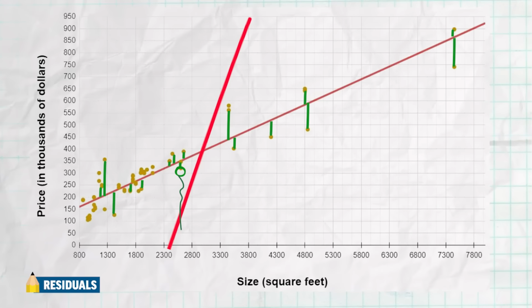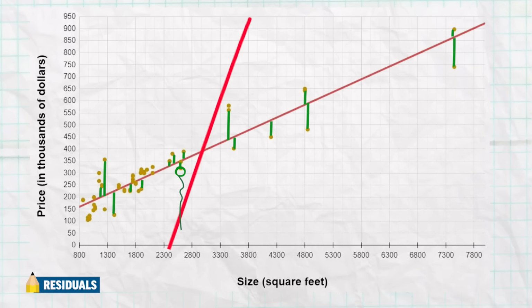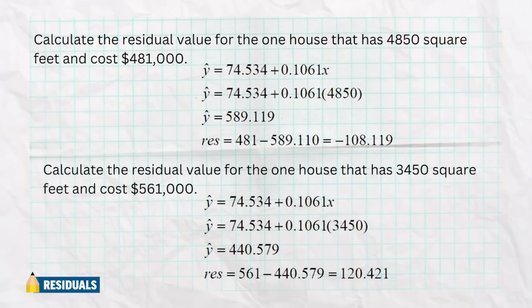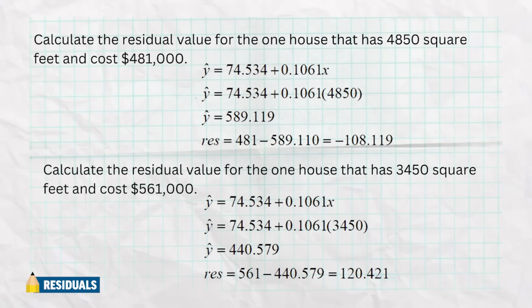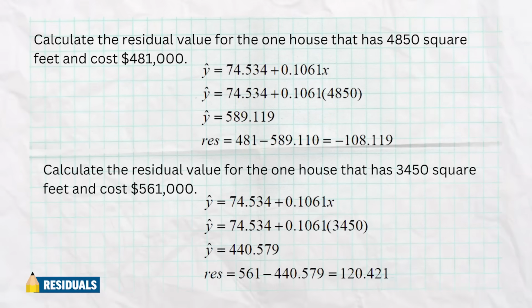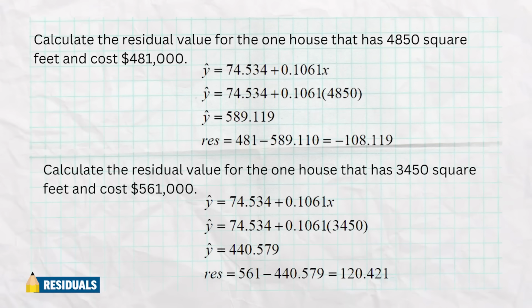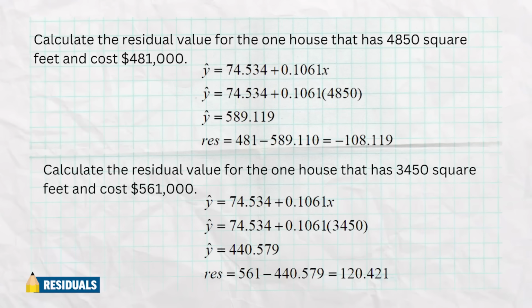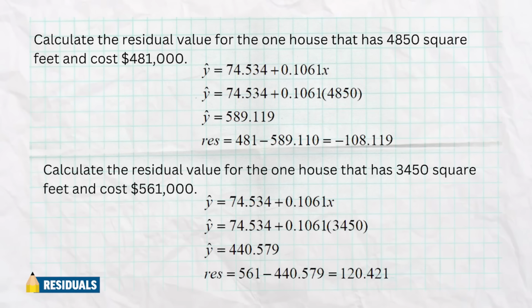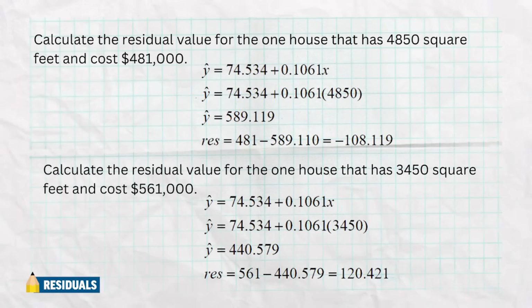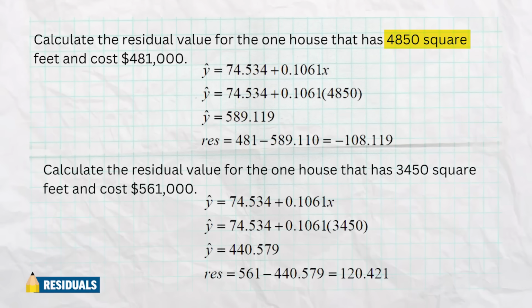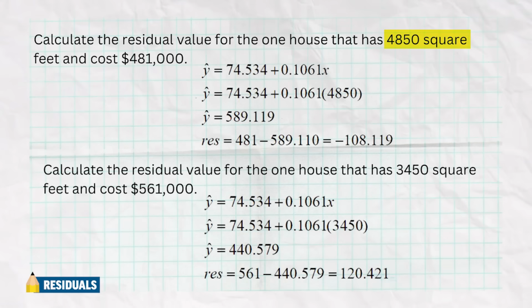And we want those distances to all be as small as possible, but naturally some are going to be a little bit bigger than others. Now let's talk about calculating actual individual residual values. So for example, one of the houses was 4,850 square feet, and the price of that house was $481,000. How would I find that house's residual? Well, first I have to use the X value, that's the square footage, to get my predicted value.